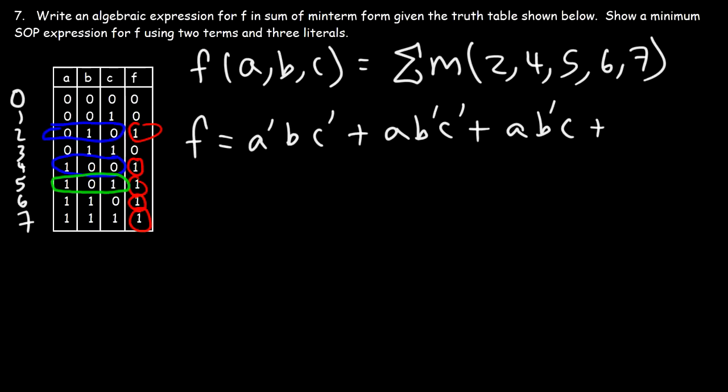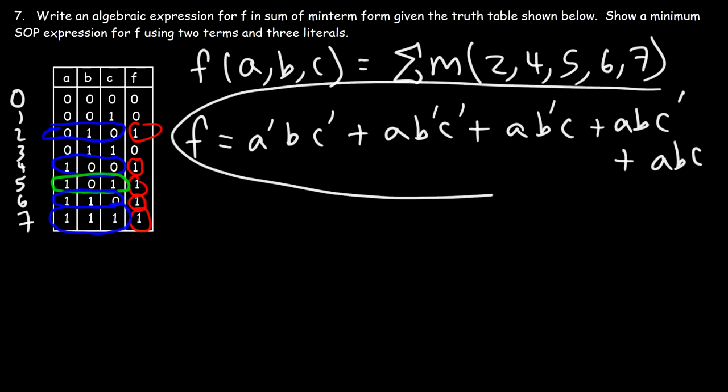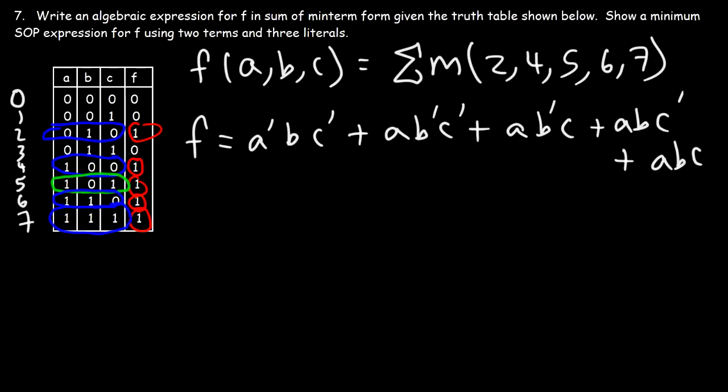Next, we have 1, 1, 0. So A and B are 1. We're just going to write A and B. C is 0, so write the complement. And then the last one, everything is 1. So we're just going to write plus A, B, and C. So the expression that we have here is the algebraic expression for f in sum of minterm form. Now the next thing we need to do is simplify this expression.